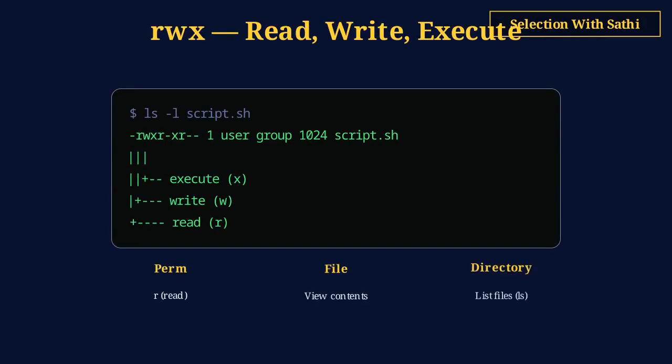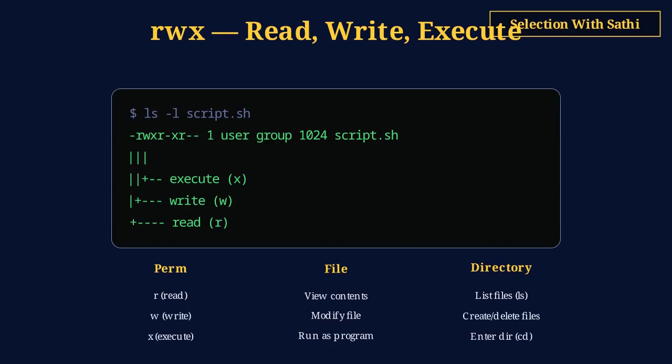Every file and directory has three types of permissions. R for read, with a value of 4. W for write, value 2. X for execute, value 1. These are assigned to three groups: U for the owner, G for the group, and O for others.